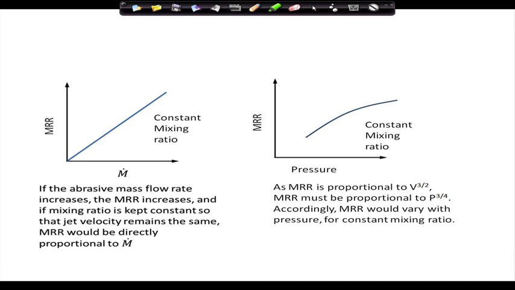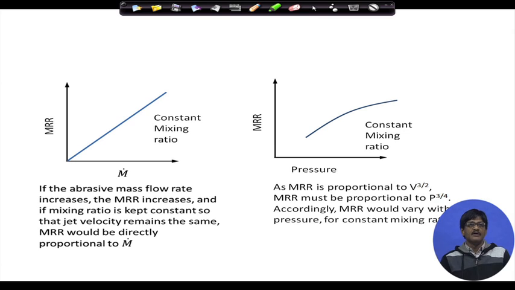So, that means if this particular ratio is constant, the velocity of the gas jet will not decrease as previously, but will remain constant, and therefore m dot will linearly increase MRR as per the equation. So, V remains constant because a constant mixing ratio is going to ensure that the flow of the gas jet remains constant, and therefore m dot directly affects MRR.